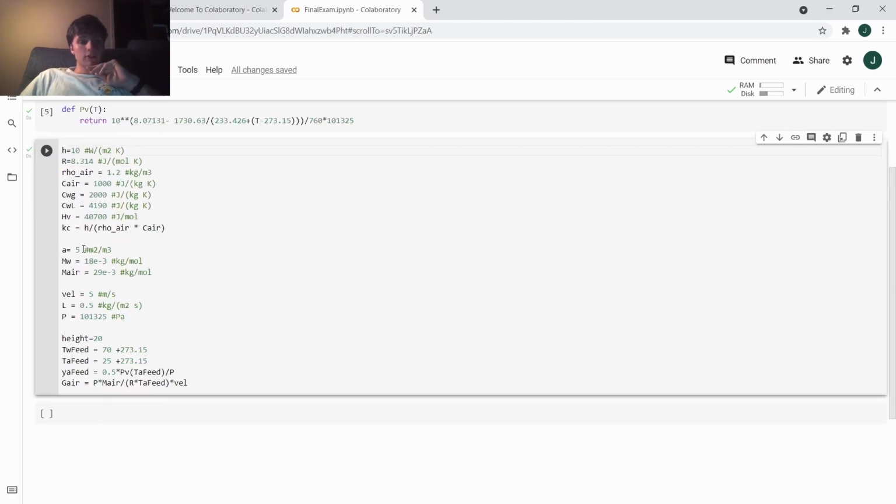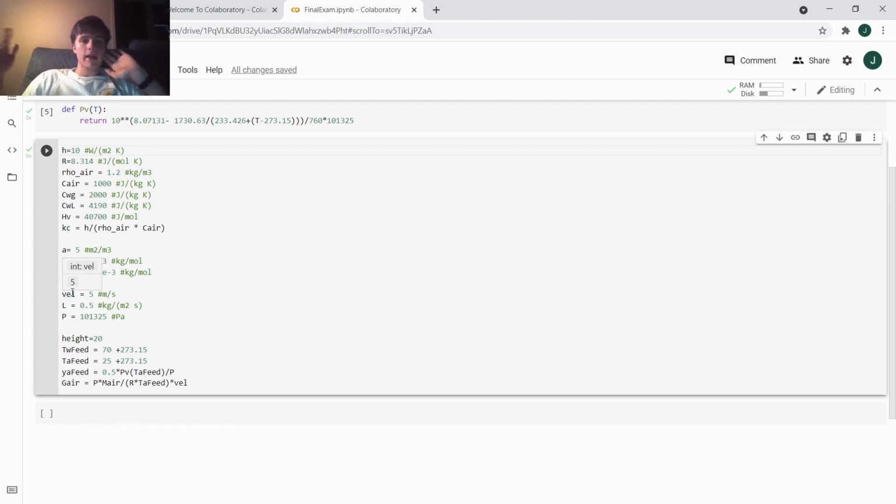And then this A here is characteristic to the packing in the column. So this is 5 square meters per unit volume. So for every cubic meter of your cooling tower, you'll have 5 square meters of surface area. So that is the surface area of water then that will be exposed to the air. And then I also have molecular weights of the water and air, and we also have the velocity of the air coming in.